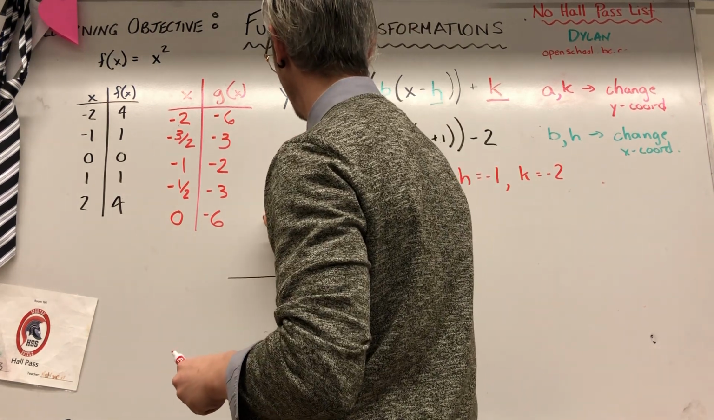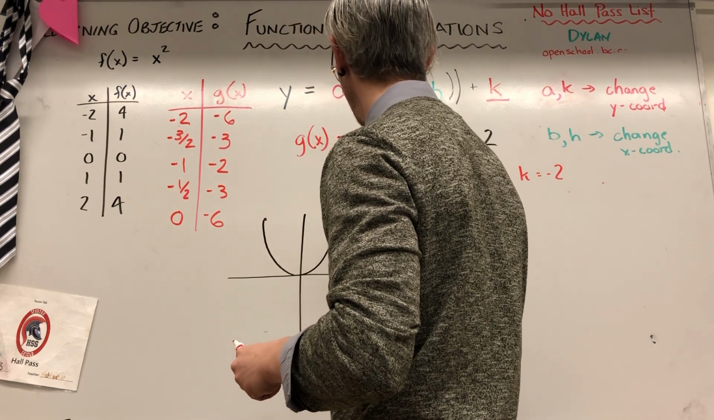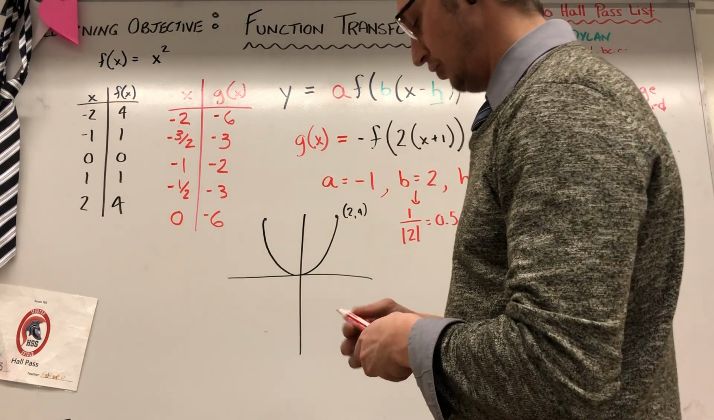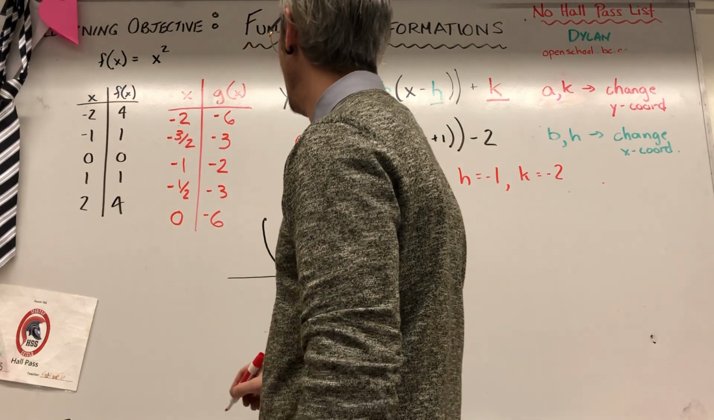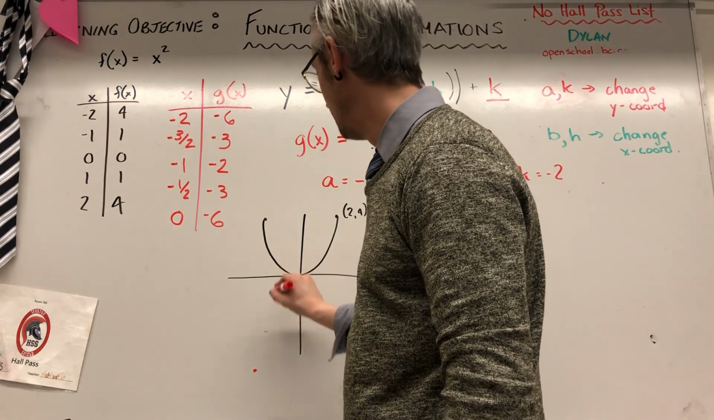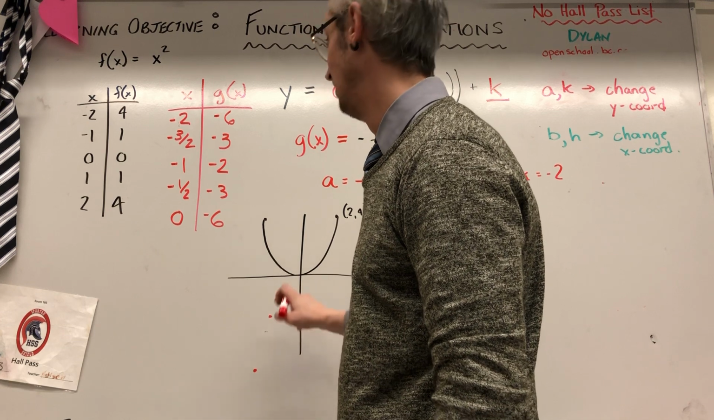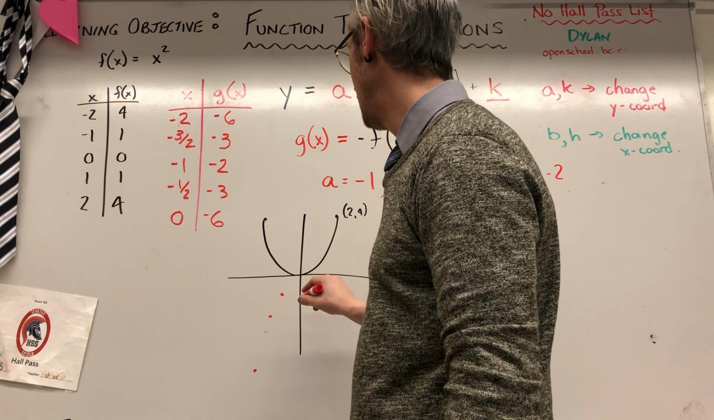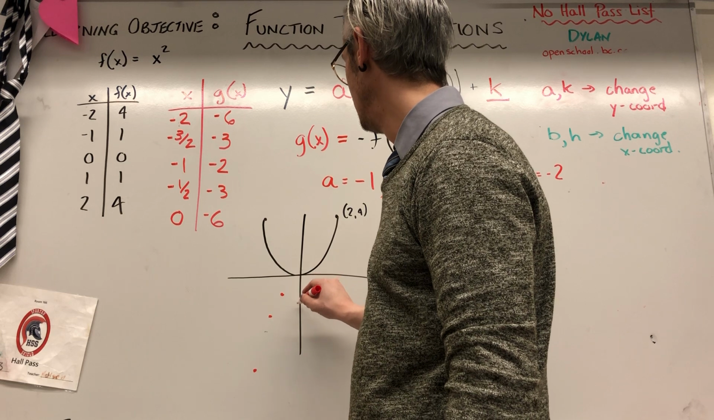My original goes from -2, 4 to 2, 4, there. And my new one, at -2, I'm going to be at -6. At -3/2, I'm going to be at -3. At -1, I'm going to be at -2. At -0.5, I'm going to be at -3.